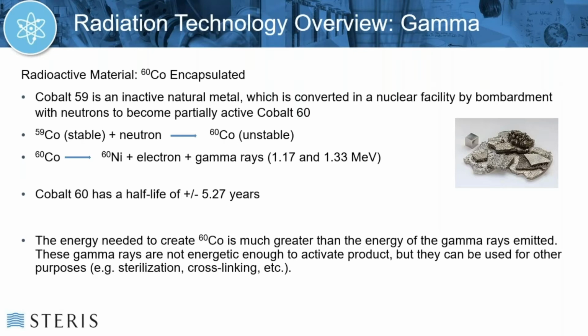Cobalt-60, because it doesn't occur naturally, is unstable because of that extra neutron. Therefore, it eventually emits 1 electron and 2 gamma rays at energies of 1.17 MeV and 1.33 MeV.